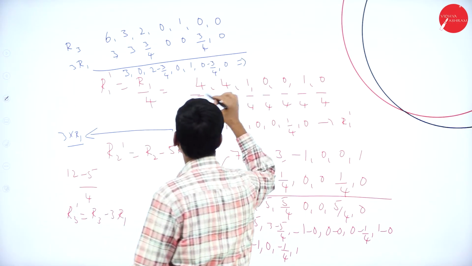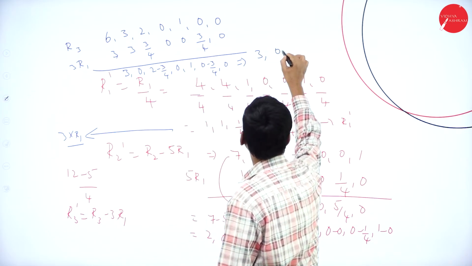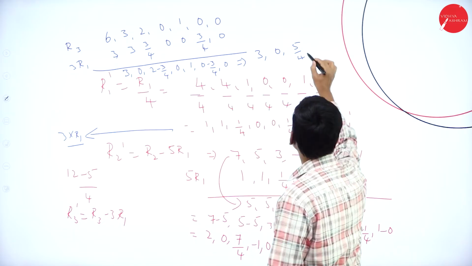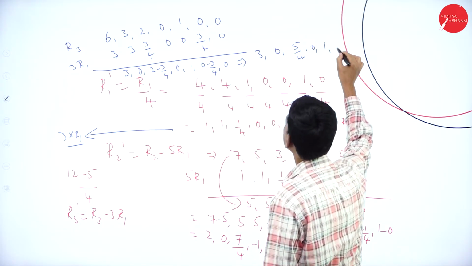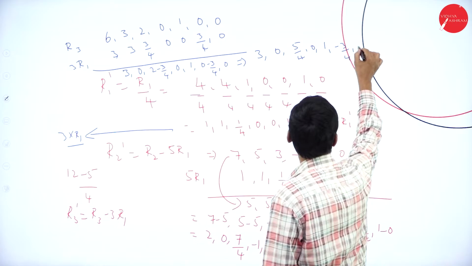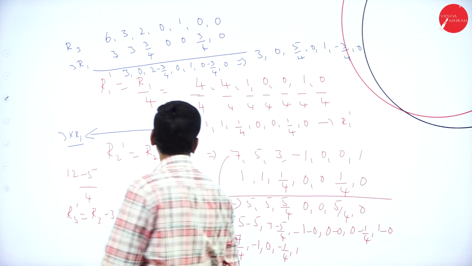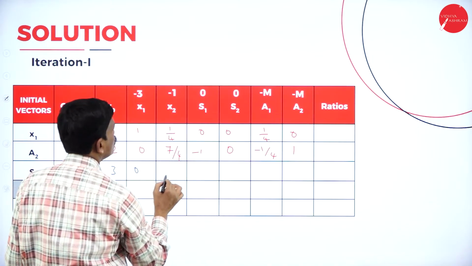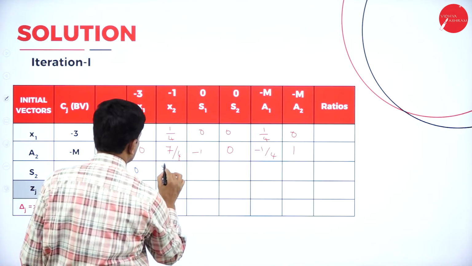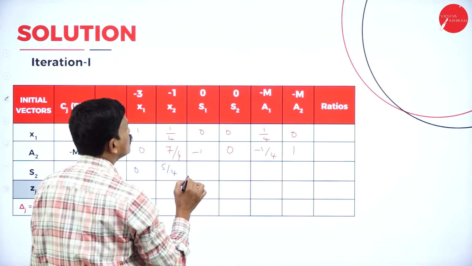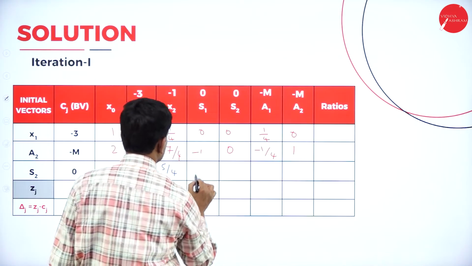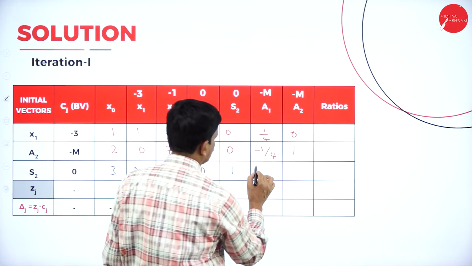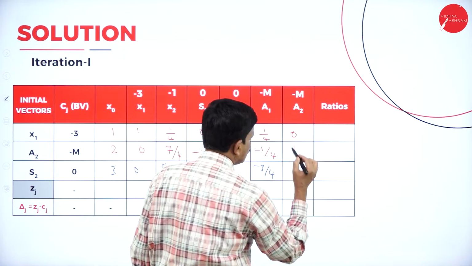This is equal to 3 0. 4 2s are 8 minus 3, 5 by 4. Then 0 1 minus 3 by 4 and 0. I'll write here: 3 0, then 5 by 4, then 0 1 minus 3 by 4 and 0. So these are the values.